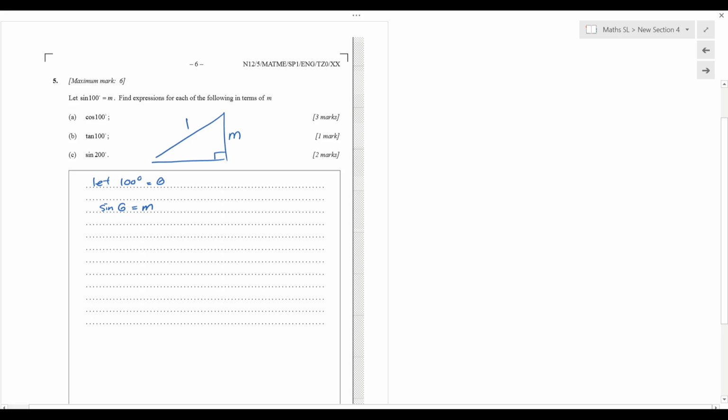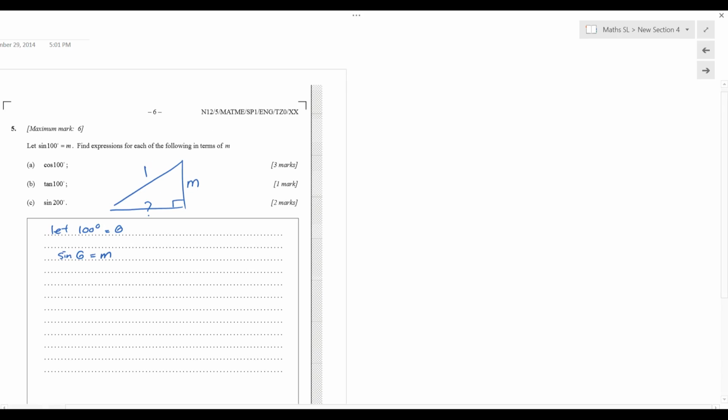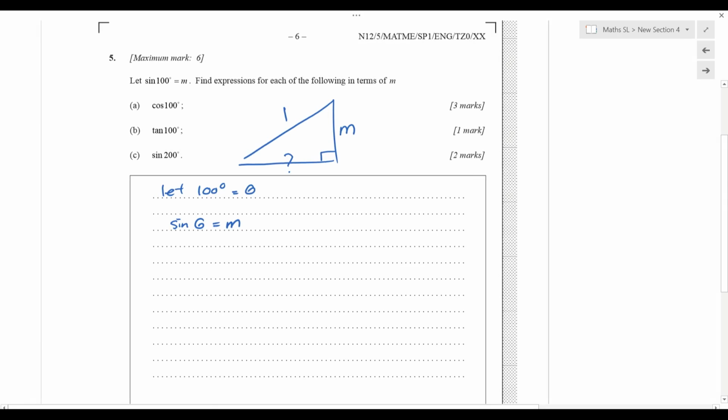Okay, here's the fun part. What is this line here? Remember this little Pythagoras thing you've learned about, where you get a squared plus b squared equals c squared? We can apply the same idea here. How do we apply it? Well, simple. Let's call it question mark squared plus m squared equals 1 squared. Take the square root of both.